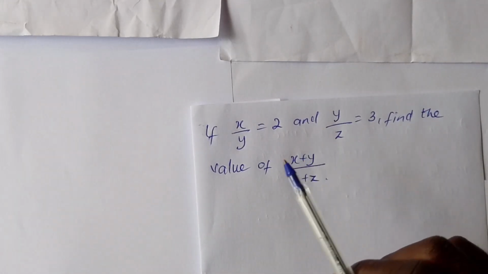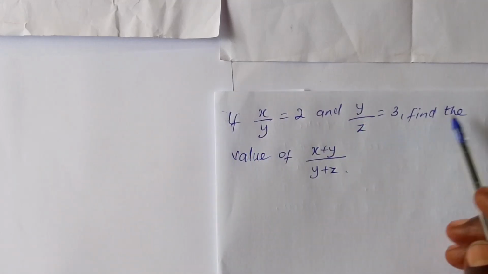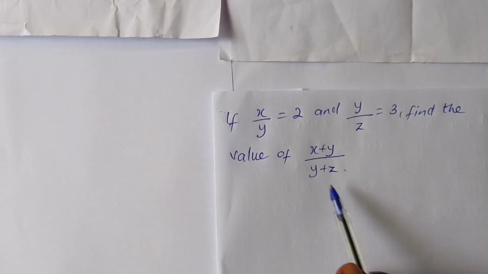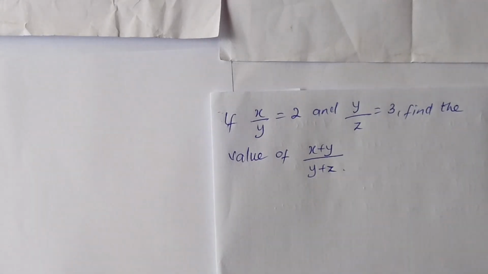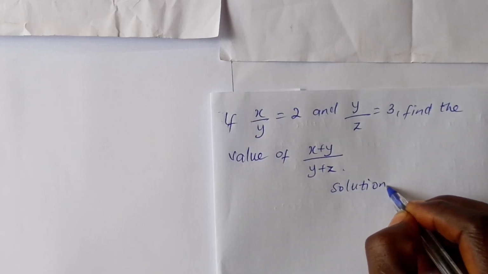We have been given a question: if x over y equals 2 and y over z equals 3, we want to find the value of (x + y) over (y + z). How do you go about this? Let's look at the solution.